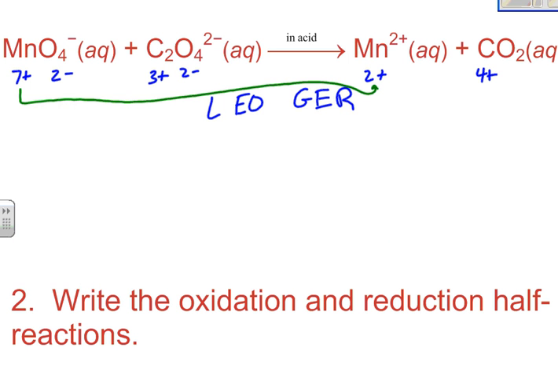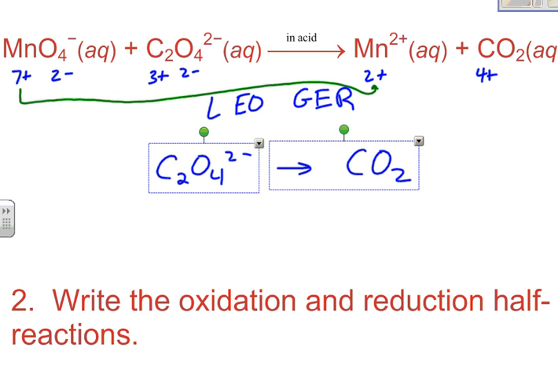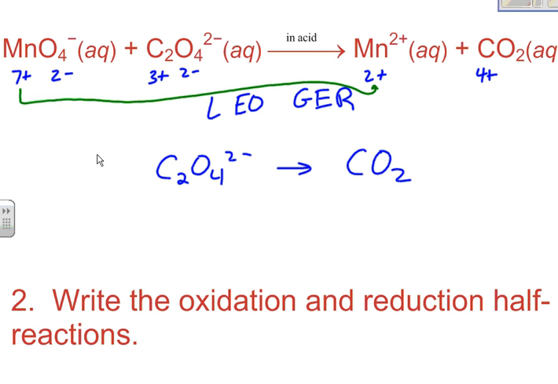Step number 2, we're going to go ahead and write the oxidation and reduction half reactions. So our oxidation reaction, again, is where we lose electrons, so the oxalate ion. So we've got C2O4 2 minus going to CO2. And I'm going to move that over to the middle here. And so this is the oxidation reaction.